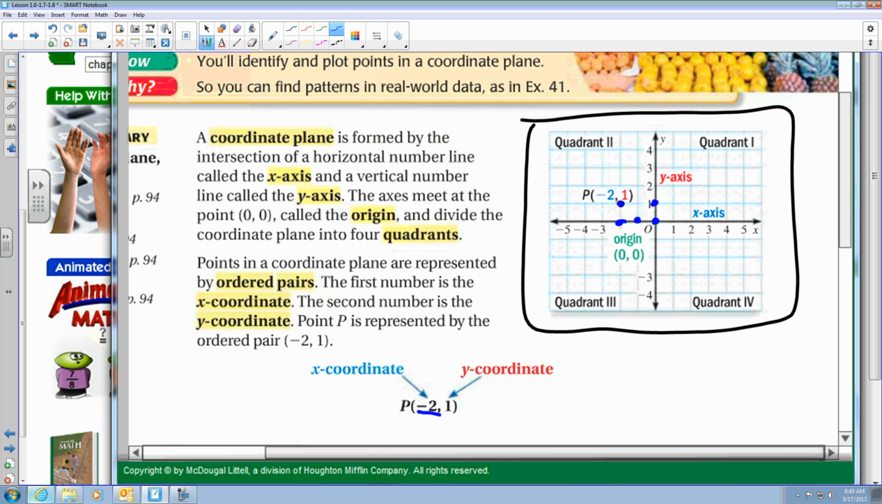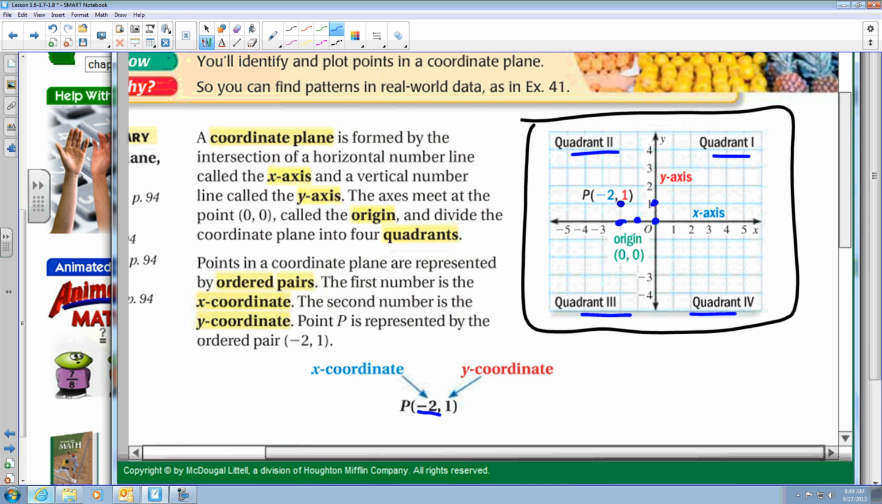Looking at the quadrants, I have quadrant 1, 2, 3, and 4. Quadrant 1 is the upper right-hand corner. Quadrant 2 is the upper left. Quadrant 3 is the lower left, and quadrant 4 is the lower right. If you're trying to figure out where numbers are in relationship with the quadrants, all you have to do is this.